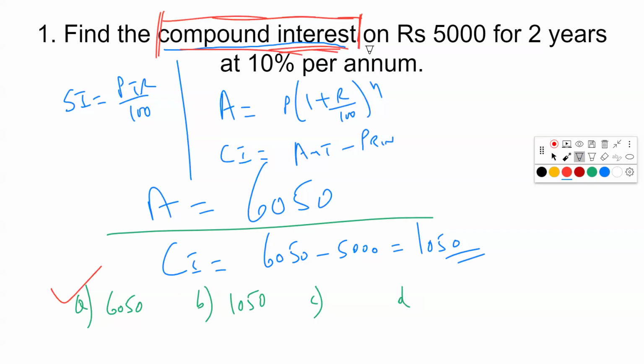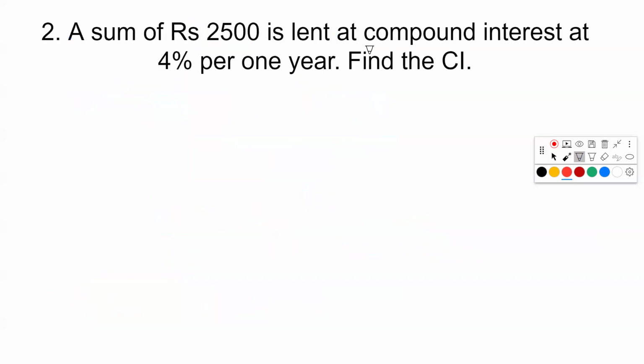So please be aware, for simple interest there is a direct formula, and you get simple interest only. But for compound interest, you take the help of calculating the amount and then do one more step, amount minus principal. Okay, so let's take up the next one. Try this one.